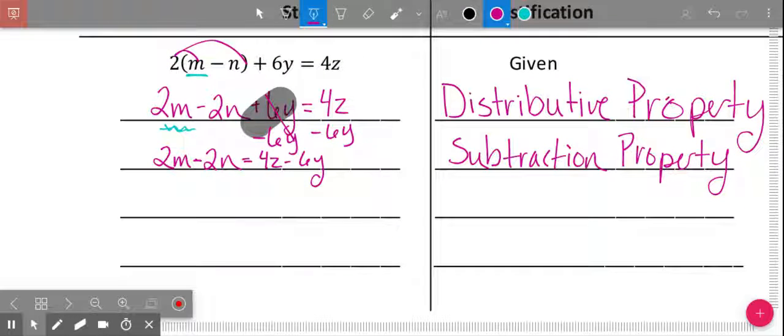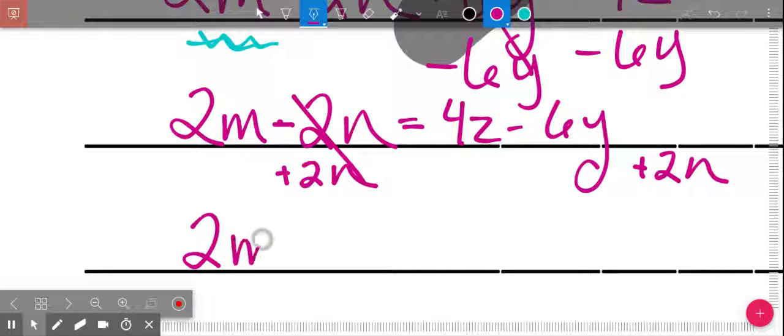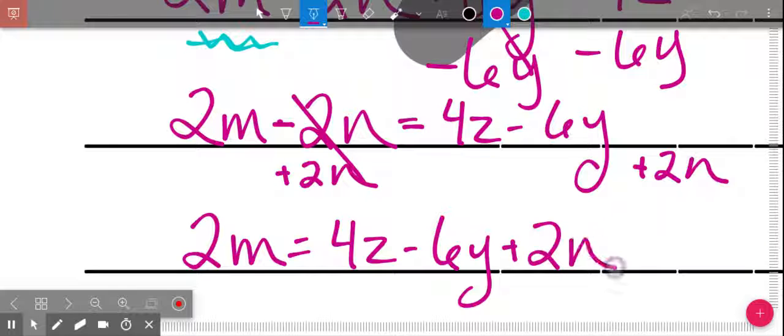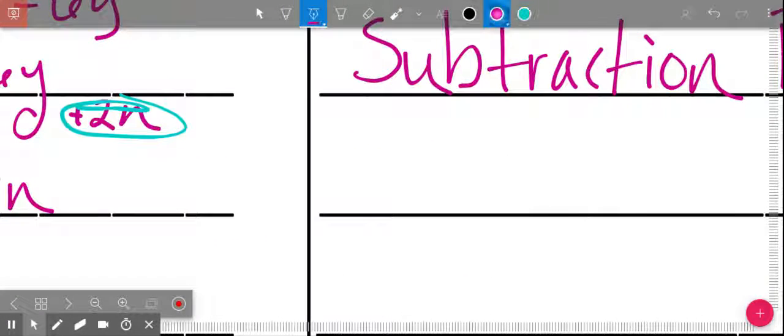So I still have that 2n over there with the 2m. I need to get rid of that one too. It's a negative 2n. We're subtracting it, so therefore I'm going to add 2n to both sides. Those cancel, which is great. So now all I have left is a 2m, so I'm almost there, is equal to 4z, 6y, and 2n, which are not like terms, so I can't combine them. So I just have 4z minus 6y plus 2n. And in that step, I was adding. See how I added that 2n over? So therefore, I'm using my addition property.